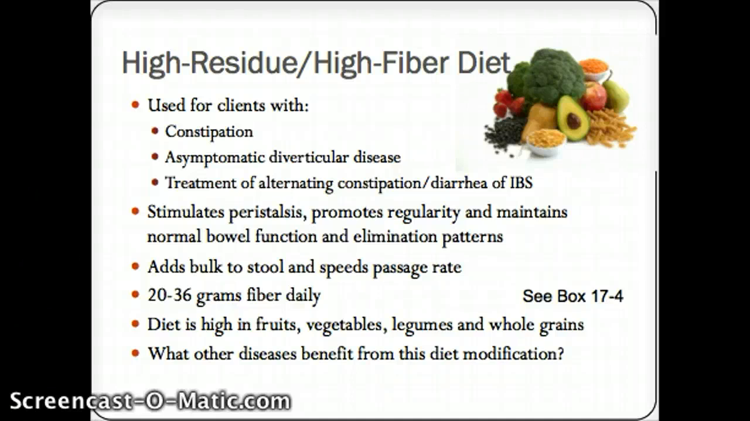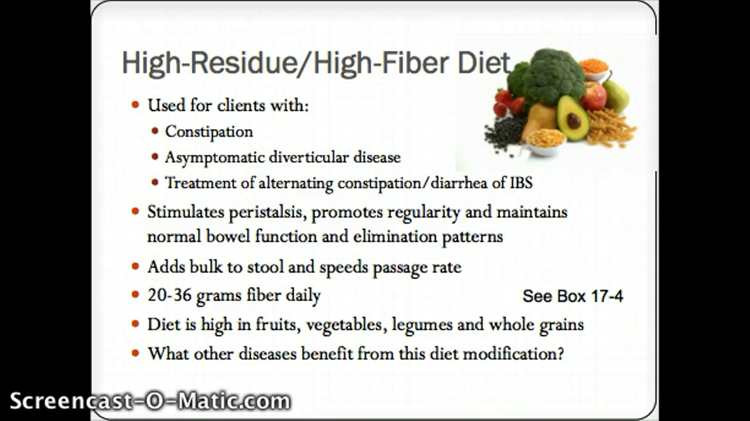So as I was talking about, these are a high residue or a high fiber diet. You can see this is really going to be to add bulk to your stool and help speed the passage rate. It's really going to be fruits, vegetables, legumes, whole grains. I want you to think about what other diet diseases will benefit from this diet modification.